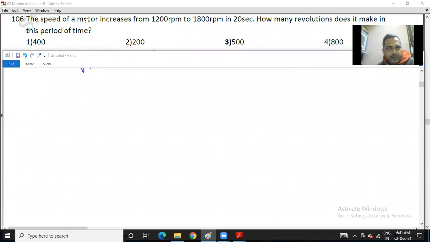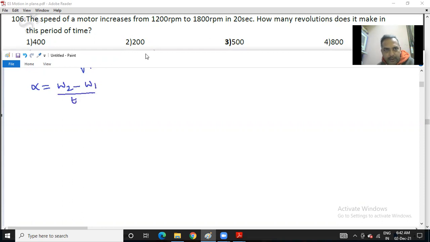Next question is, the speed of a motor increases from 1200 rpm to 1800 rpm in 20 seconds. How many revolutions does it make in this time period? So first we have to find the angular acceleration. Alpha is equal to omega 2 minus omega 1 by t. But here they mentioned frequency. So we have omega equal to 2 pi by capital T first. 1 by T can be written as frequency for 1 second calculation. But here RPM is mentioned, so for 60, therefore 2 pi f by 60.